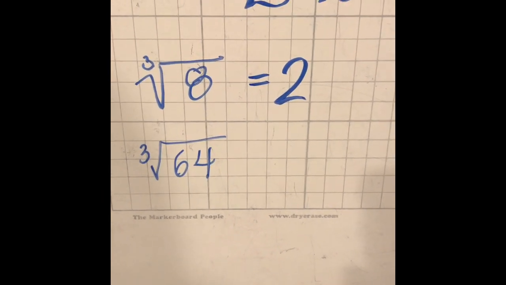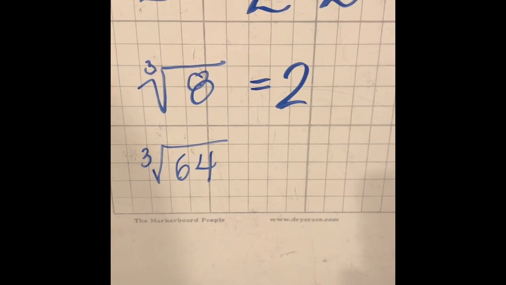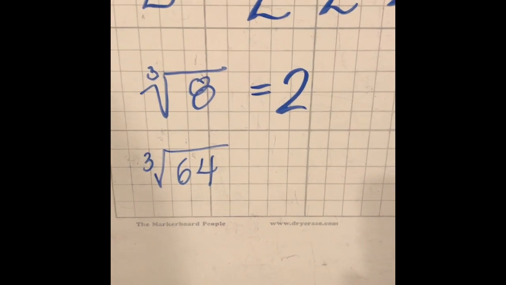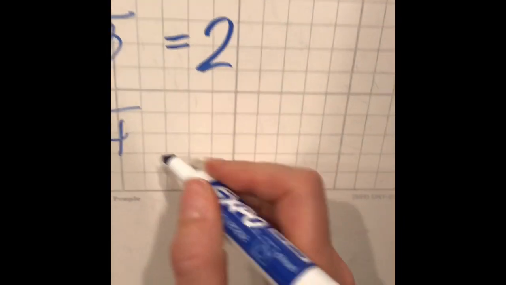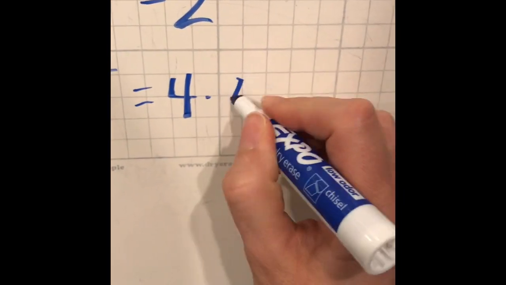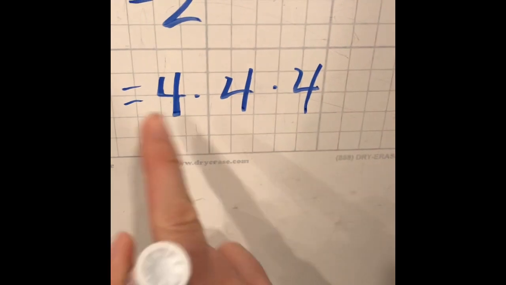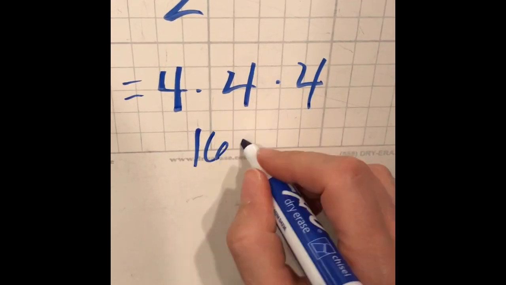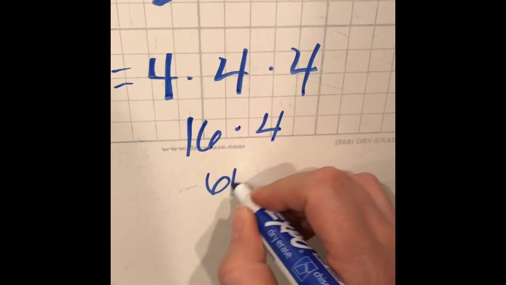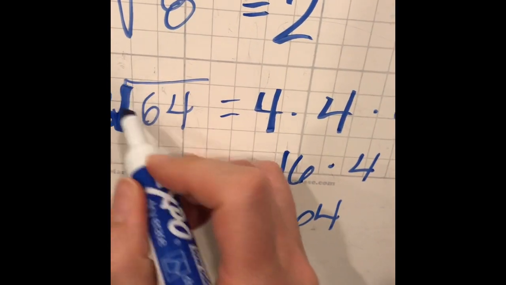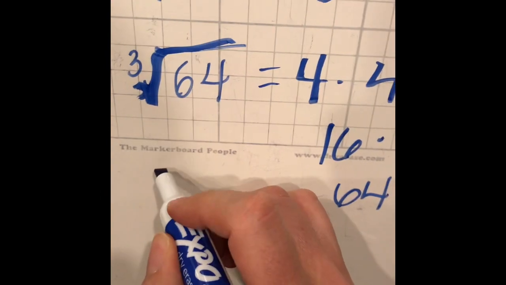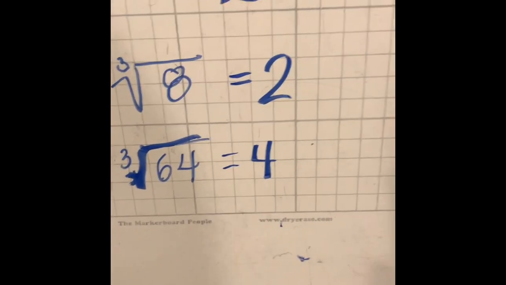Does 6 times 6 times 6 equal 64? Well, 6 times 6 is 36, and if I multiply 36 times 6, it's going to be much higher than 64. So what if we try 4? What's 4 times 4 times 4? 4 times 4 is 16, and 16 times 4 does come out to be 64. So the cube root of 64 does equal just 4. Final answer: the cube root of 64 is 4.